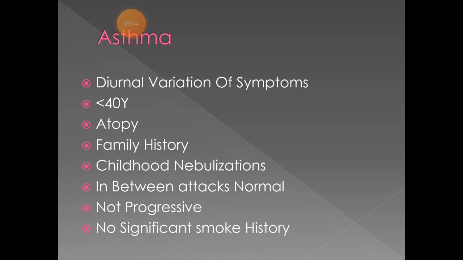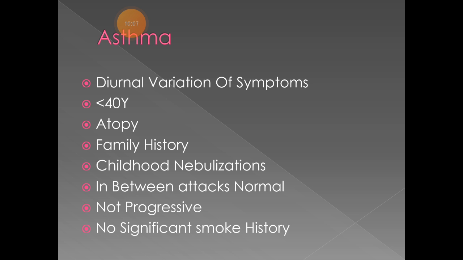Usual asthmatics are less than 40 years of age, and significantly they have atopy, like eczema, and a history of allergies. They have a family history, and they have childhood nebulizations. Almost always, asthma patients are normal in between the attacks. When there's no hyperresponsiveness in their airways, they are normal. But COPD patients are not so. They're always symptomatic, but asthma patients become normal in between.